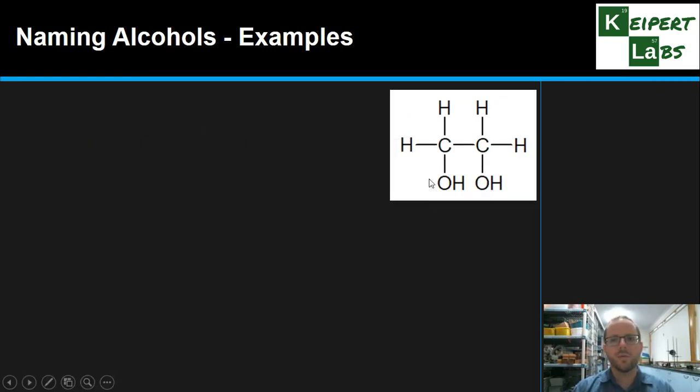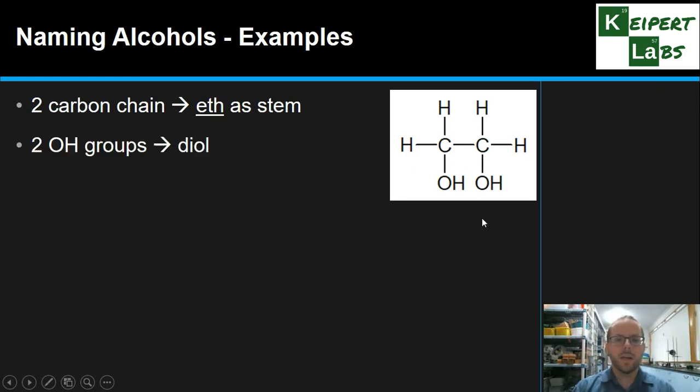Okay, so we can see here that we've got 2 OH groups. We've got a 2 carbon chain, so we're going to use eth as our stem. If this were an alkane, it would be ethane. Because it's got 2 OH groups, it's going to be a diol in the end part of our name. So it would be ethane. We're going to need a diol.